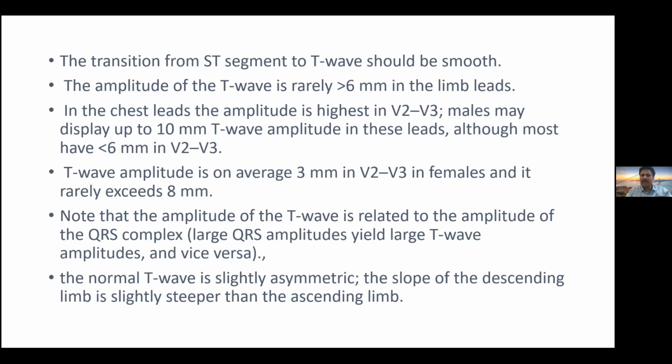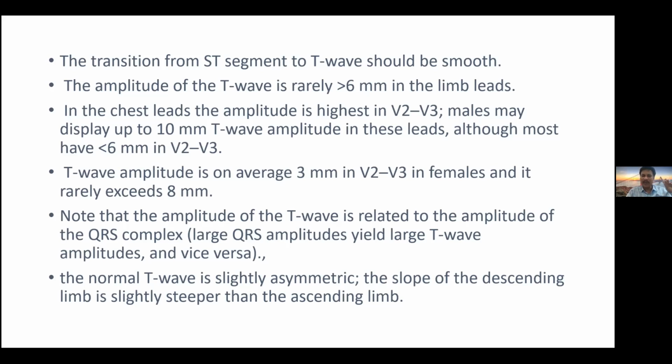Amplitude of the T wave is rarely more than 6 millimeters in limb leads, right? So it's always smaller. It depends on the QRS complex. When the QRS complex is small, the T wave is also small because the ventricular depolarization and relaxation are much smaller. In the chest leads, the amplitude of the T wave is highest in V2 and V3.